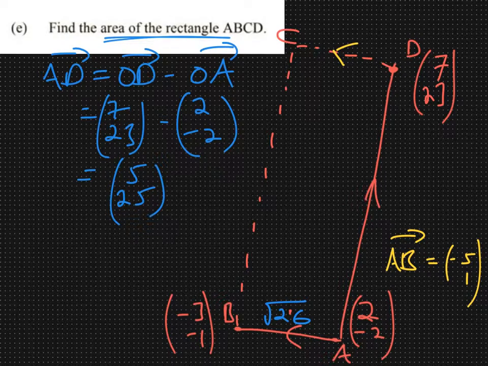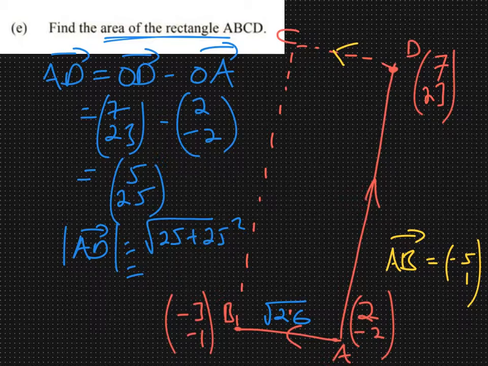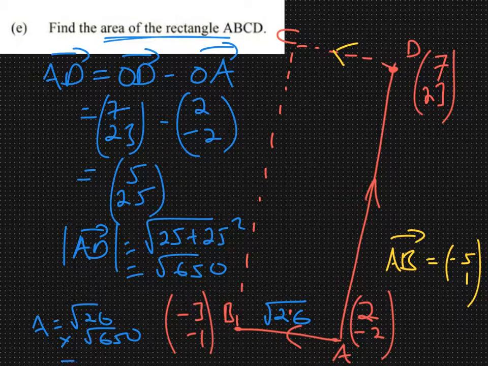So the magnitude of vector AD is going to give us √(5² + 25²), which is going to be √650. So the area therefore is going to be √26 multiplied by √650, which is going to give an answer of 130.